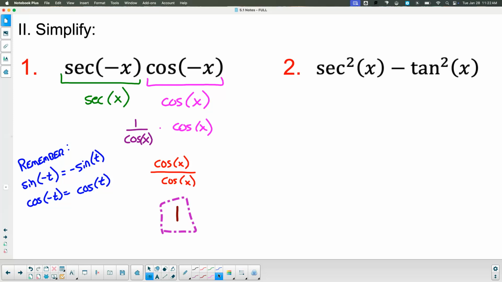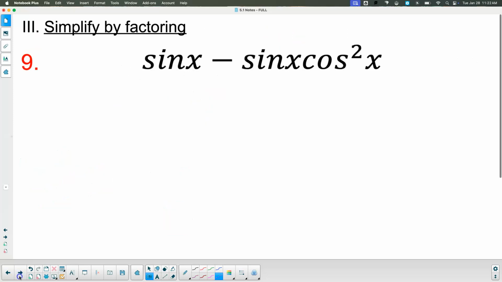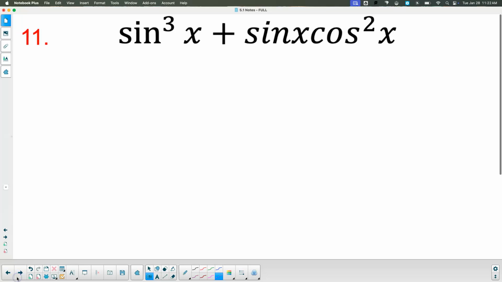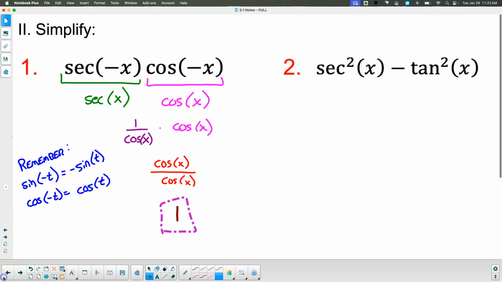We'll get later on, I'm just going to fast forward here for you, we'll get later on some ugly looking things. And that might simplify down to just be sine. You know what I mean? That's where we're getting to. We're going to create a bunch of identities on our own. Okay?